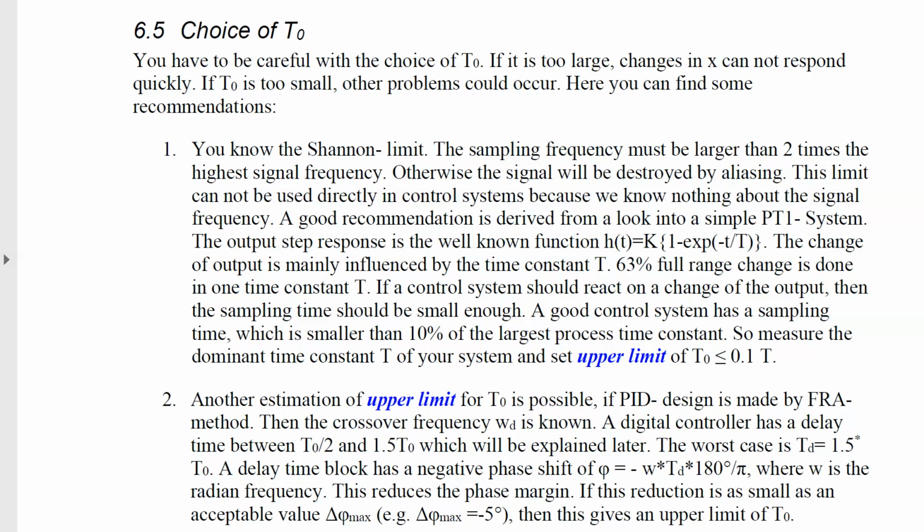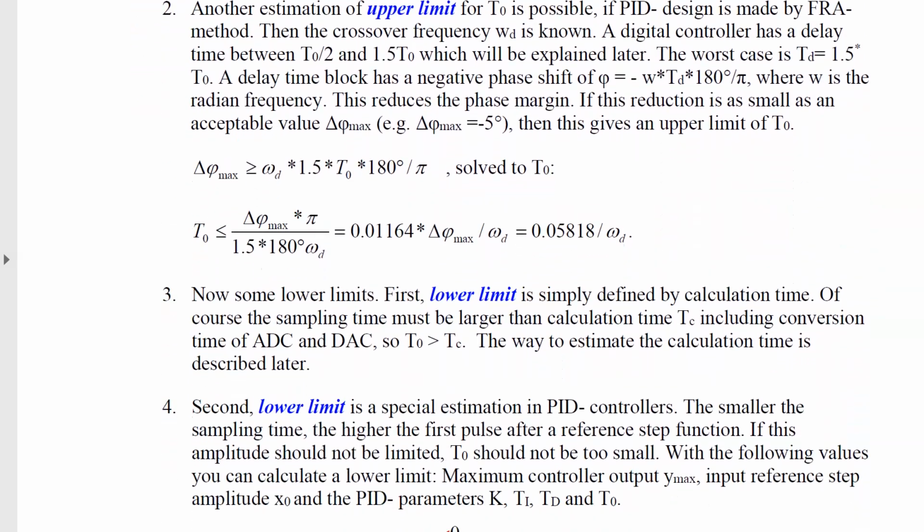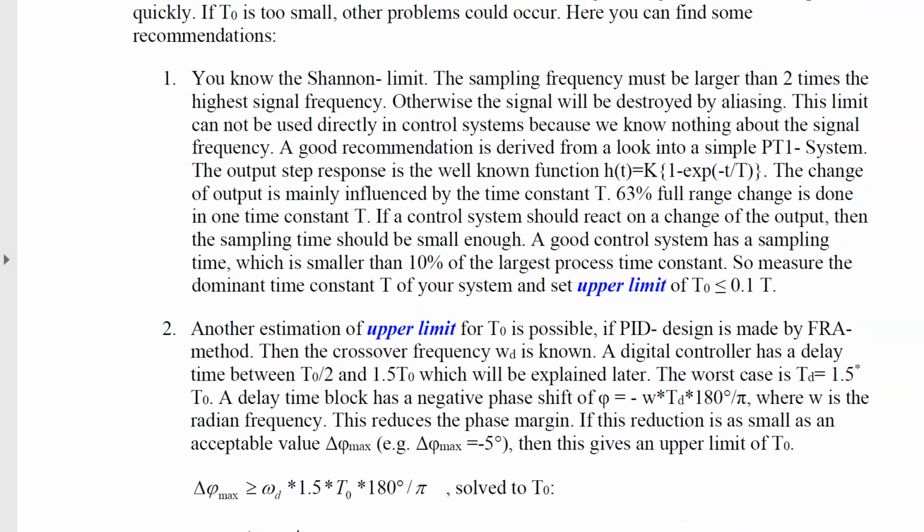I give you 5 points where you can check if your choice is good, but of course the choice stays free. There are 2 upper limits, the first points, and then 3 lower limits. Upper limit means you should make T sub O not too large. Lower limit means you also should select the sampling time not too small.